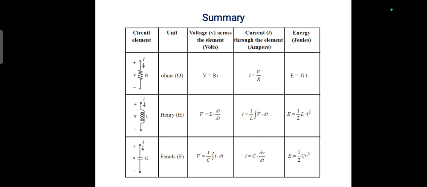And the third one is the capacitor. The unit for capacitor is the Farad, F. The voltage across the capacitor V is equal to 1 by C integral I dt, the current through the capacitor I is equal to C into dV by dt, and the energy in the capacitor is equal to 1 by 2 CV square.